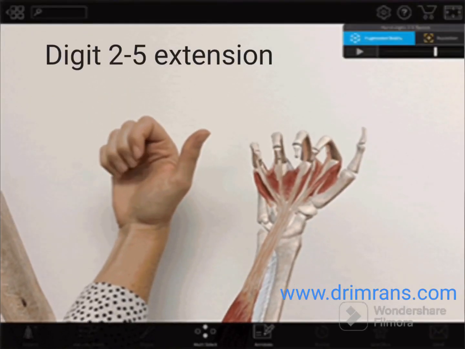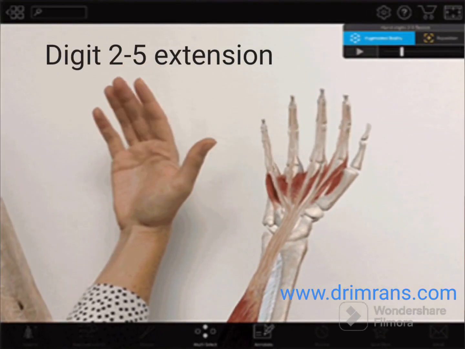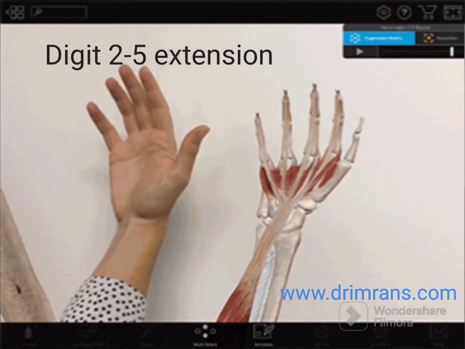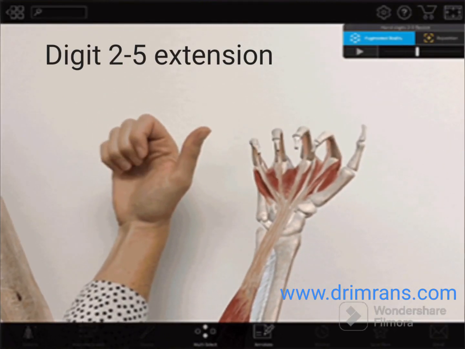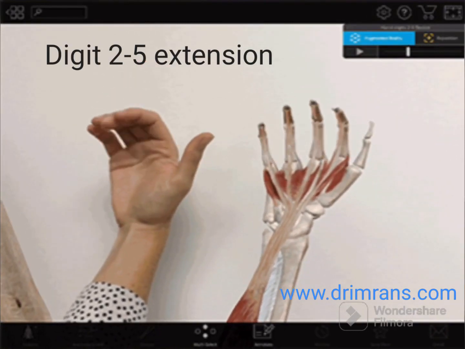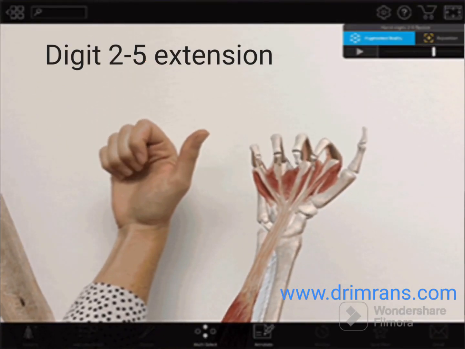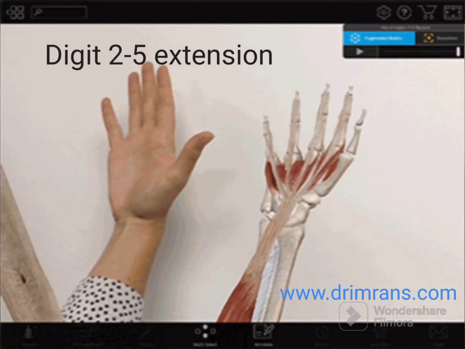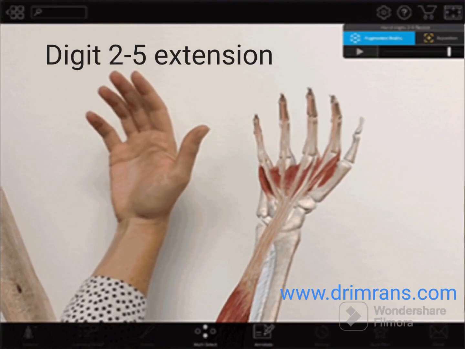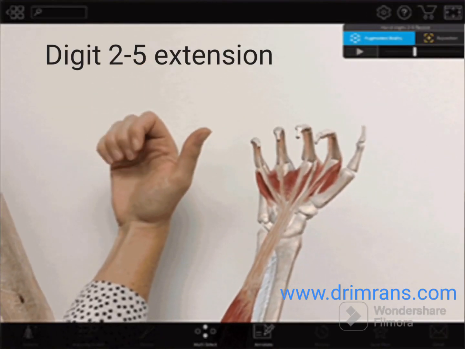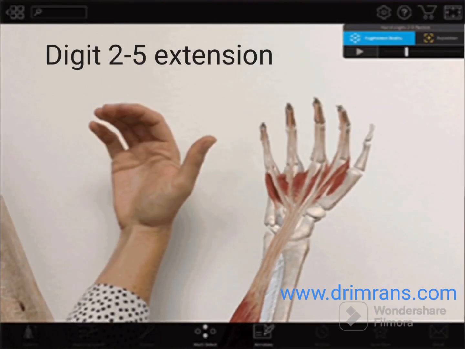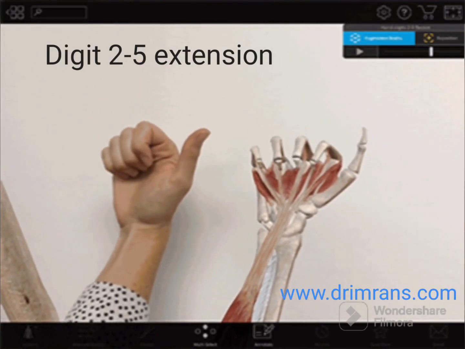In today's video we will discuss muscle action example IV. Digit 2 to 5 extension. The primary movers involved in hand digit 2 to 5 extension are the extensor digitorum, extensor indicis, extensor digiti minimi, lumbricals, interphalangeal joints, palmar and dorsal interossei, interphalangeal joints.